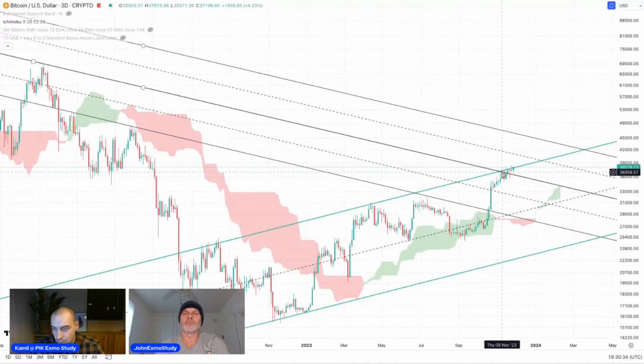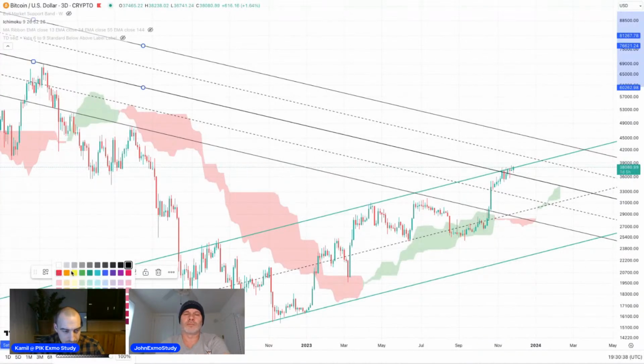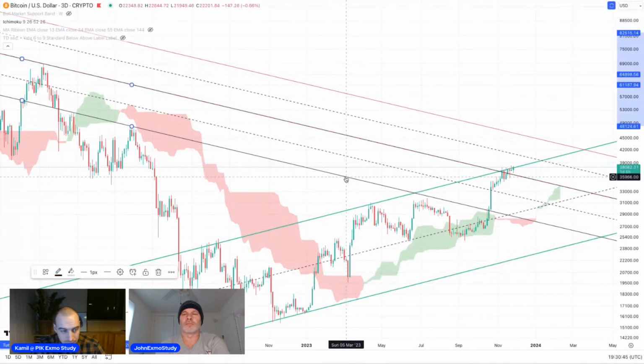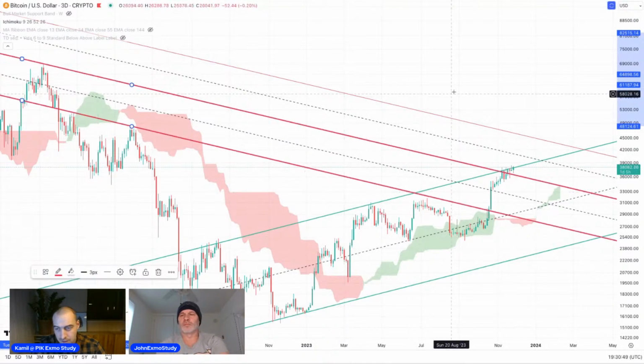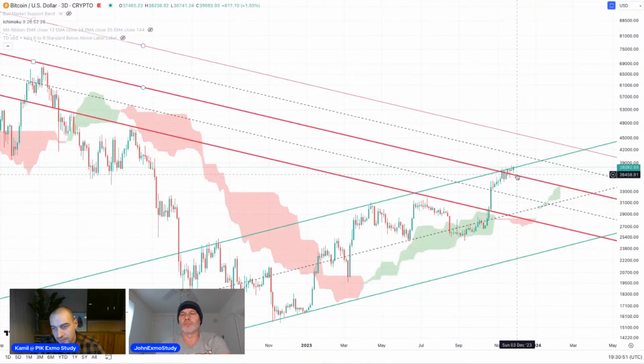So we've basically broken out of this channel, because this is the one. And I think I will mark it a different color. Let's make it red. Let's make it thicker. This one right here. Okay, see the red thick channel? We've broken out of it, and we're about to perhaps break out of this green one.